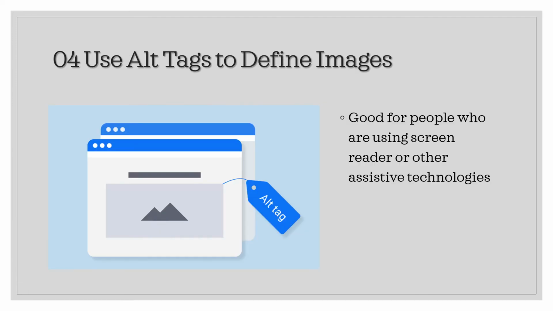Next, let's talk about using alt text to define images. Using images has a huge impact on your web users. It can make your website better. However, for a blind user and those with low vision, it will be a huge obstacle. If you use alt text to define images, it is good for people who are using screen readers or other assistive technologies.